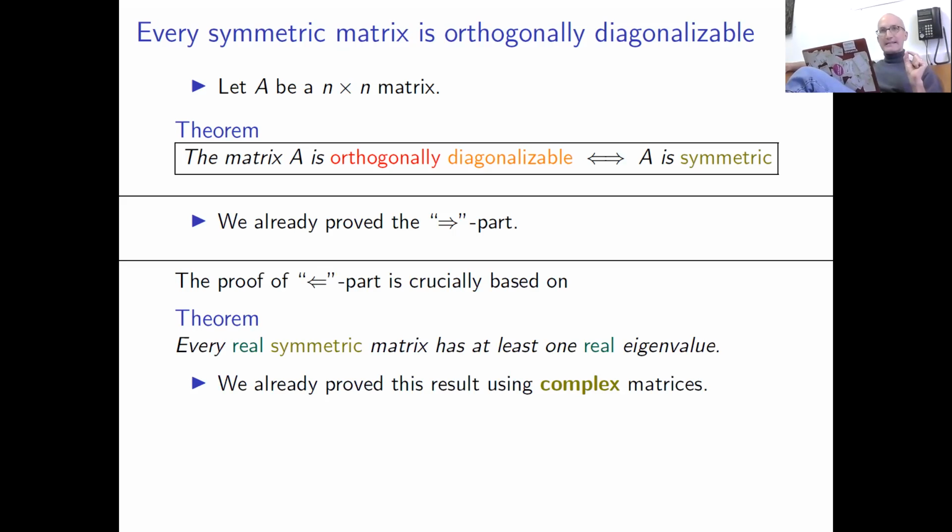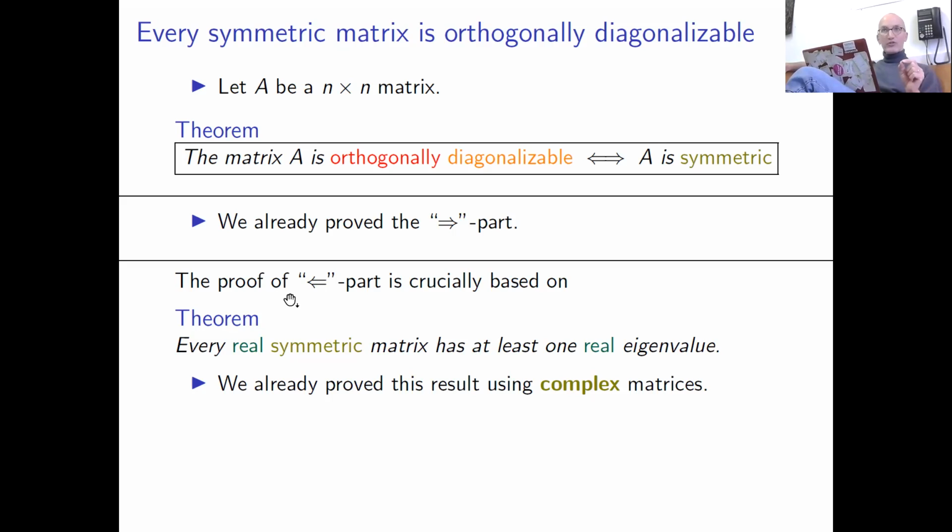The key step in the proof of the other direction of this theorem is the result which we proved during the last lecture, the result about Hermitian complex matrices. And as a corollary of this result, we get that every real symmetric matrix has at least one real eigenvalue. Let me remind you that this purely real theorem has been proved using complex matrices. It's actually not easy to prove this theorem using just real matrices.